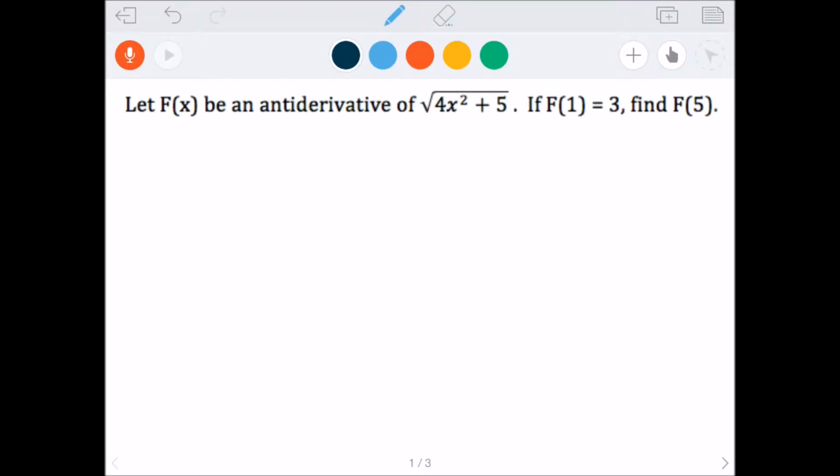Hope you guys are excited. This is your last formal section of calculus. After this, it's all AP review.